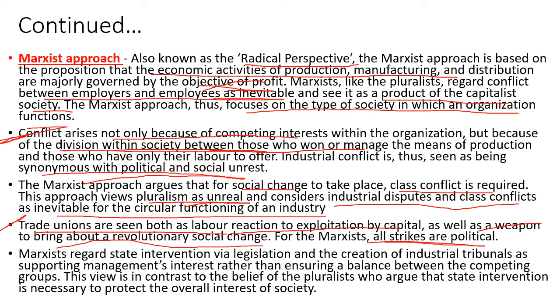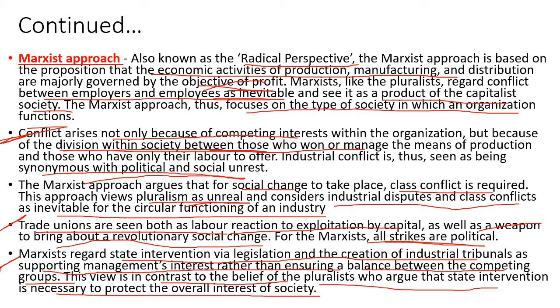Also, Marxists regard the state, and this is also an important part. It regards state intervention via legislation and creation of industrial tribunals as supporting management's interests rather than ensuring a balance between the competing groups. That is, it says that the state only intervenes, makes rules, makes regulations just to support the management's interest, but not the employees' interest. It is kind of an extremist approach. This view is in contrast to the belief of pluralists who argue that state intervention is necessary to protect the overall interest of the society. So this is the Marxist approach.